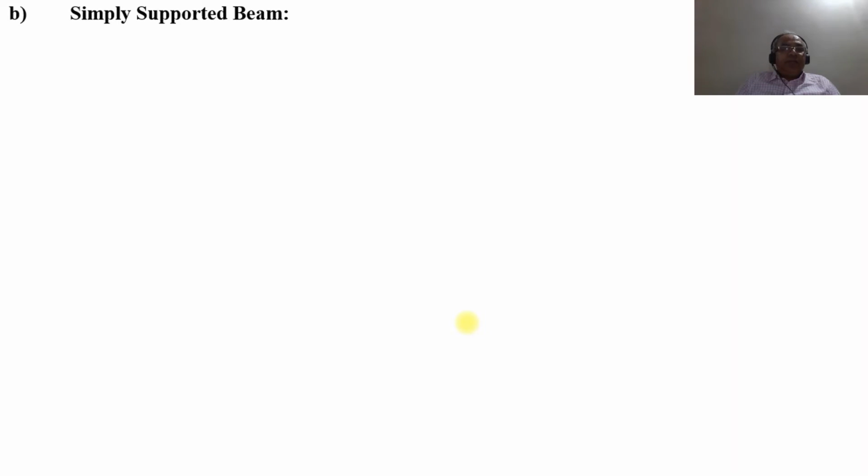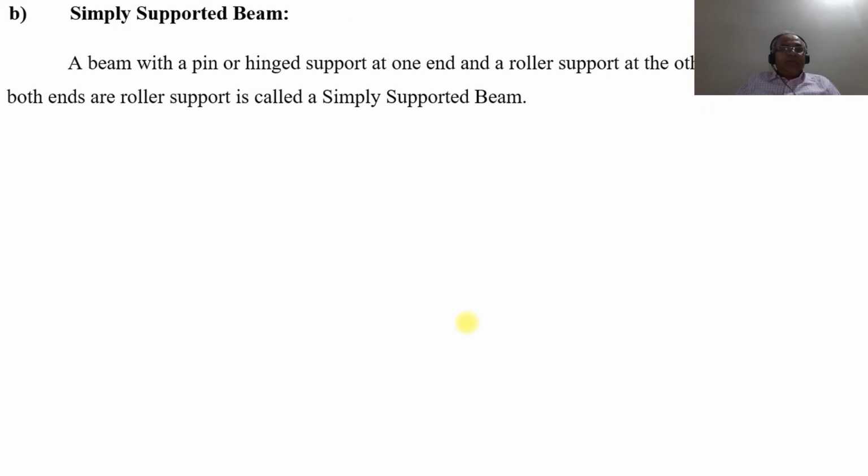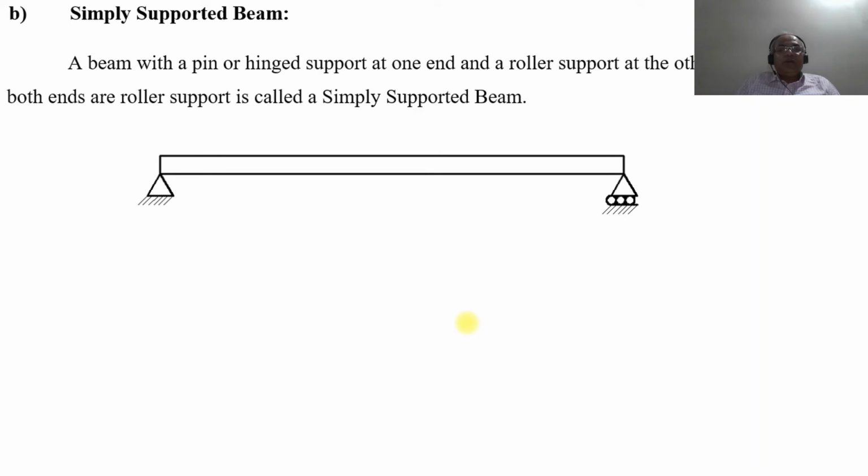Then the second type is the simply supported beam. A beam with a pin or hinged support at one end and a roller support at the other end, or roller supports at both ends, is called a simply supported beam.